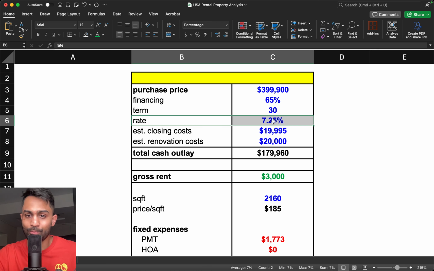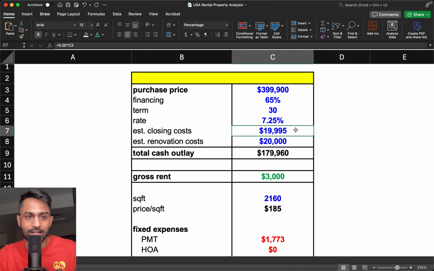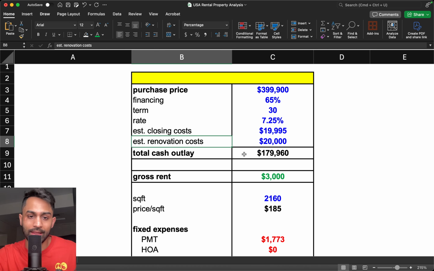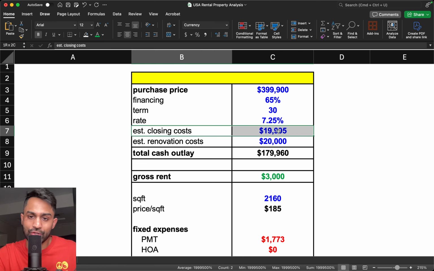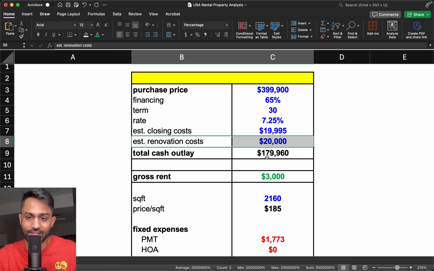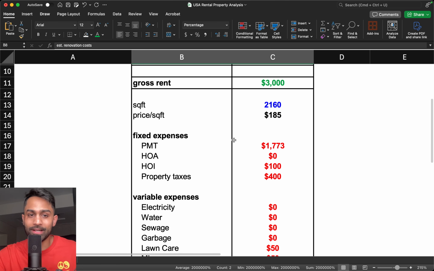So 30 years, 7.25%. Estimated closing cost, the lender mentioned it's going to be somewhere between 3 to 5%. I'm going with a little bit of a higher number of 5%, which again, $20,000 is a lot of money. And I'm also putting in some renovation cost, let's say a new driveway, figuring out the backyard, which is the lawn, and some cosmetic upgrades that I may need to do to the property. That comes out to a total cash outlay of just under $180,000. That's how much money I would have to come up with for closing cost, for the down payment, and the renovation cost. Now, let's figure out the income and expenses.